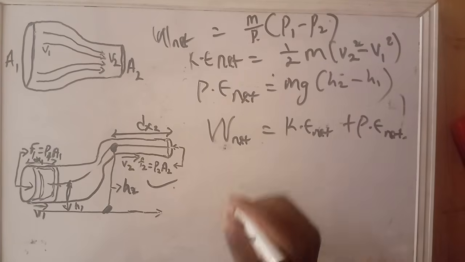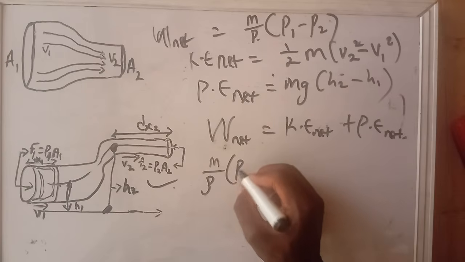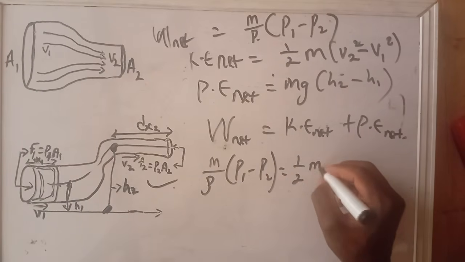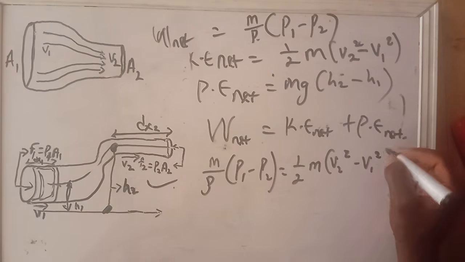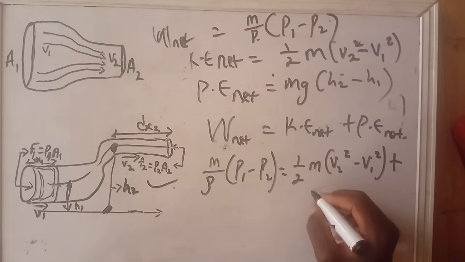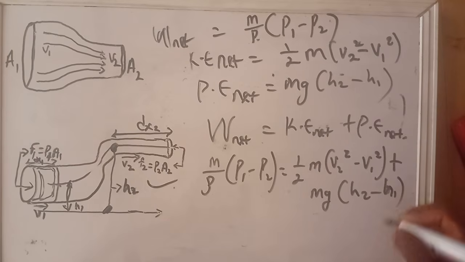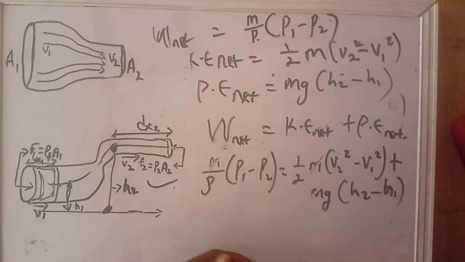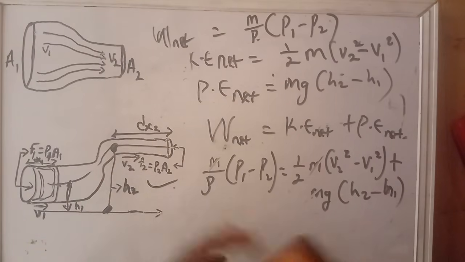That's the law of conservation of energy. And what do we have here? M over density into P1 minus P2 equals 1 over 2 M into V2 square minus V1 square, plus mg into H2 minus H1. Since there is M on both sides, the mass can cancel out.